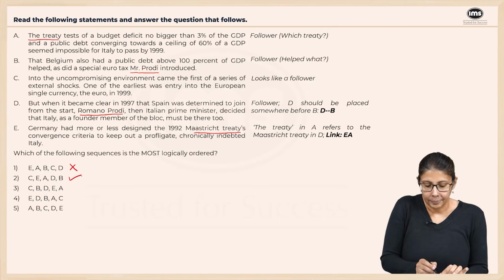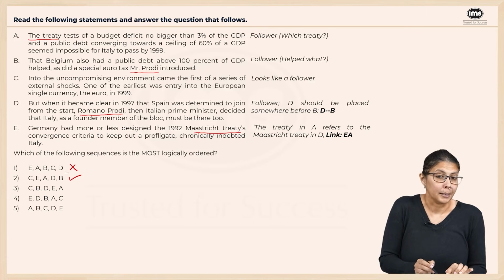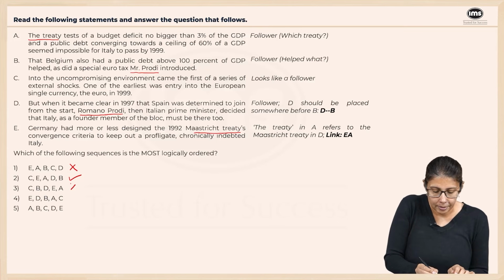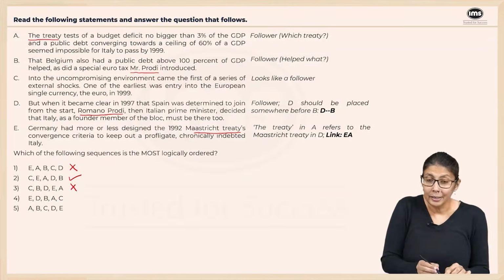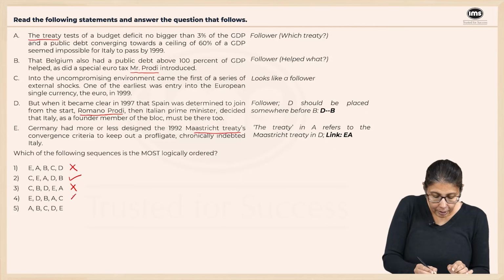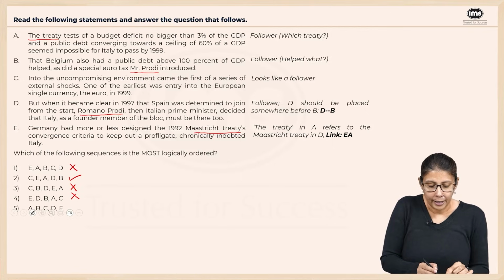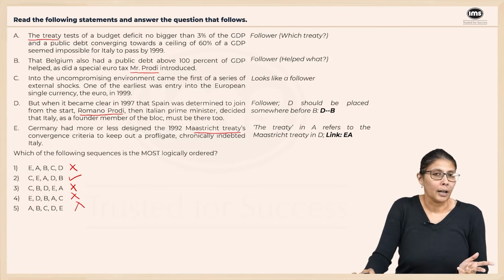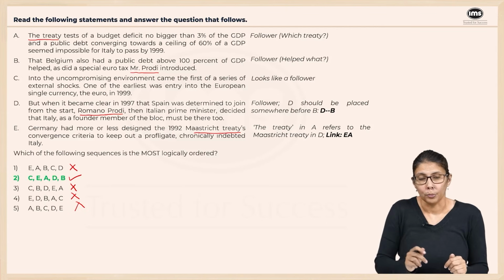Third option has the EA link, but it does not place D before B. So this is not going to be our answer. Option 4 does not have the EA link. So this is out. Option 5 does not have the EA link. It also does not place D before B. So option 5 is out. So that clearly means that I have found my answer, which is option 2.